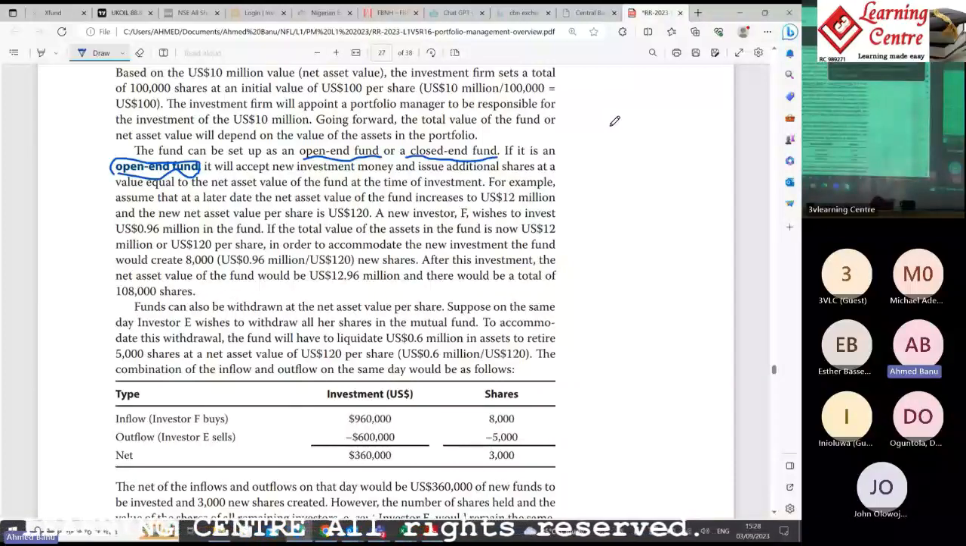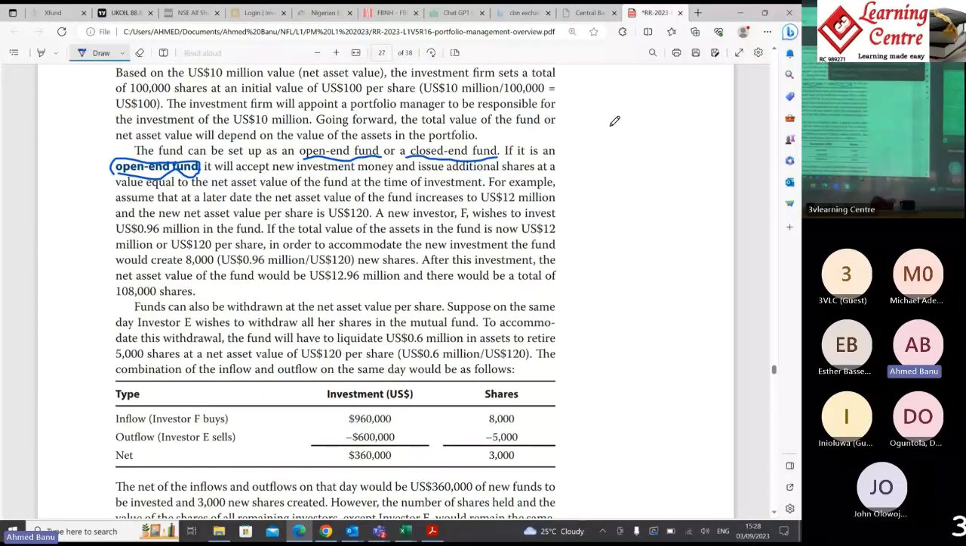The fund manager gives the liquidity. Every time you come, the fund manager is always available to take the opposite side. So if you want to buy, I give you units. If you want to sell, I give you money.